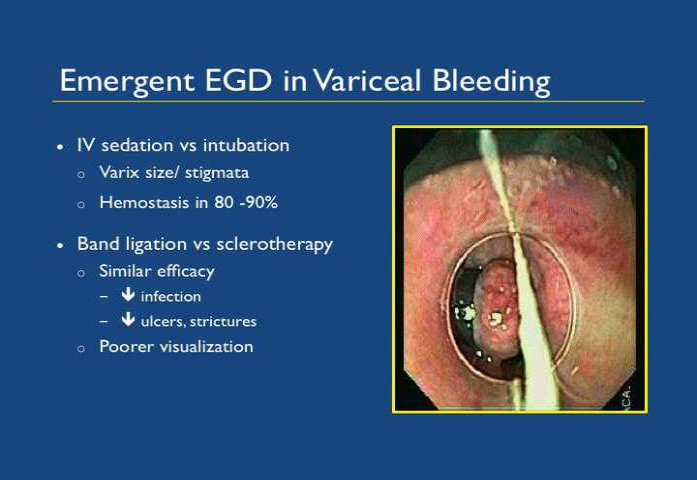Whether or not band ligation versus sclerotherapy should be used depends upon the comfort level of the endoscopist. They do have similar efficacy, but band ligation is associated with fewer complications, including a lower risk of infections, development of esophageal ulcers, and strictures of the esophagus in the long run. However, during active bleeding, it can be more difficult to visualize the actual varix, so some endoscopists may fall back to sclerotherapy to help them through the procedure.